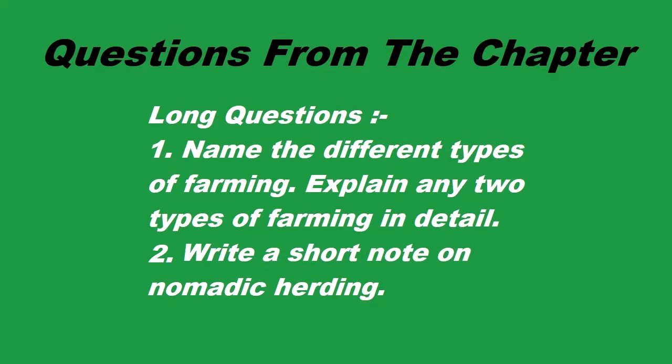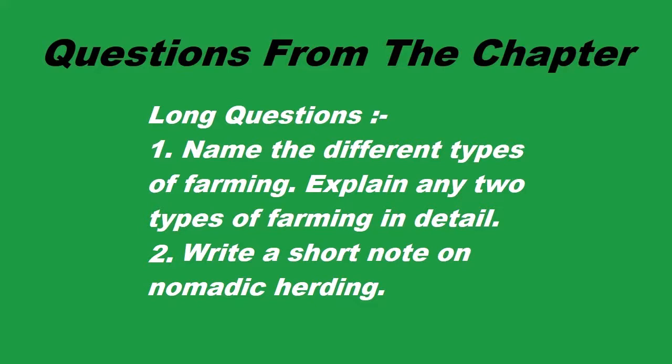Long questions. First is, name the different types of farming and explain any 2 types of farming in detail. So different types of farming we already read in the chapter: subsistence farming, shifting cultivation, nomadic herding, sedentary farming, intensive farming, commercial farming, extensive farming, mixed farming, plantation agriculture, and dairy farming. So they are the different types of farming, and you can explain in detail any of these farming.